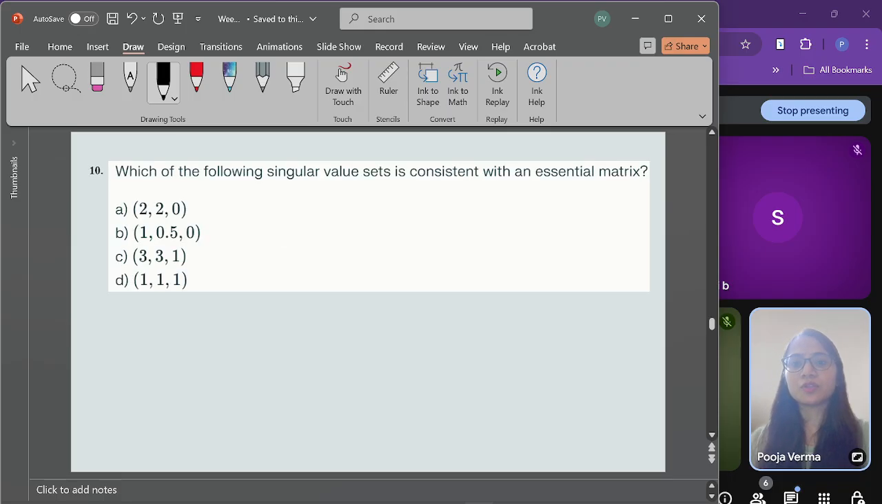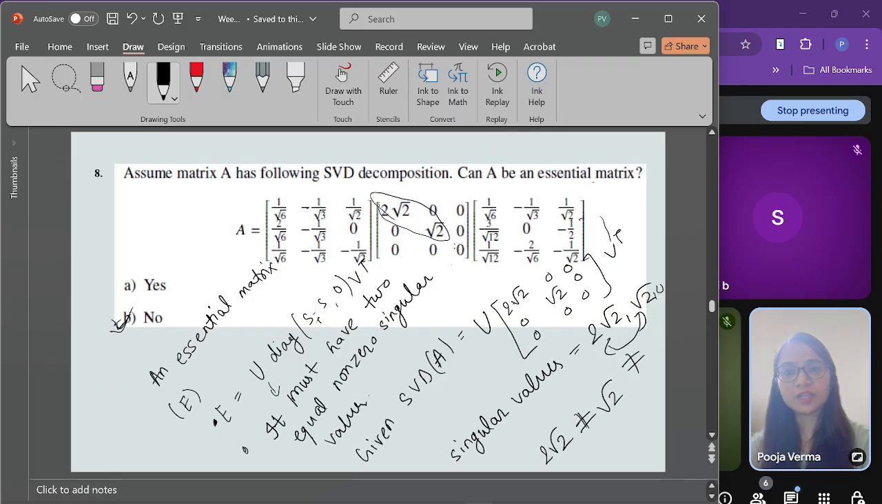Now the next question is, which of the following singular value sets is consistent with an essential matrix? So can you tell me which of the following singular value sets is consistent with an essential matrix? We have already solved this question, the SVD decomposition. It is in this form, and it must follow two equal non-zero singular values. In this form, this is U diagonal S V. That means two should be equal and one should be zero for the essential matrix, right?